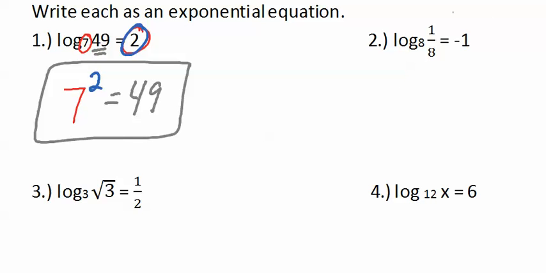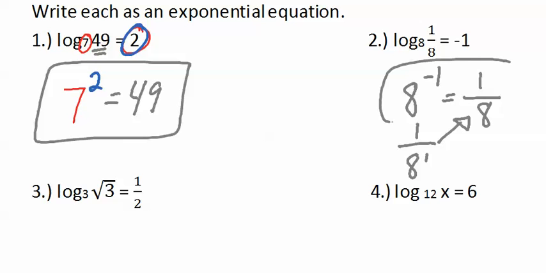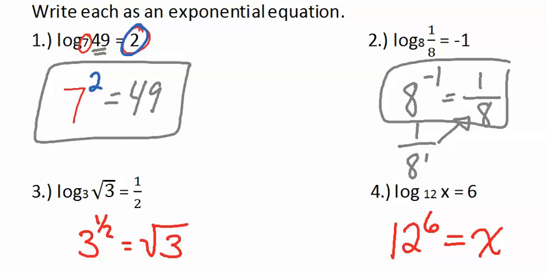If I take log base 8 of 1/8 equals -1, 8 is the base, -1 is the exponent, and it equals 1/8. Again, this should make sense because if I have a negative exponent, that moves it to the denominator, which makes it equal. Pause the video and do number 3 and 4 and change them into exponential equations. Alright, these are the answers you should get for 3 and 4. 3 to the 1/2 equals the square root of 3, and 12 to the 6th power equals x for number 4.